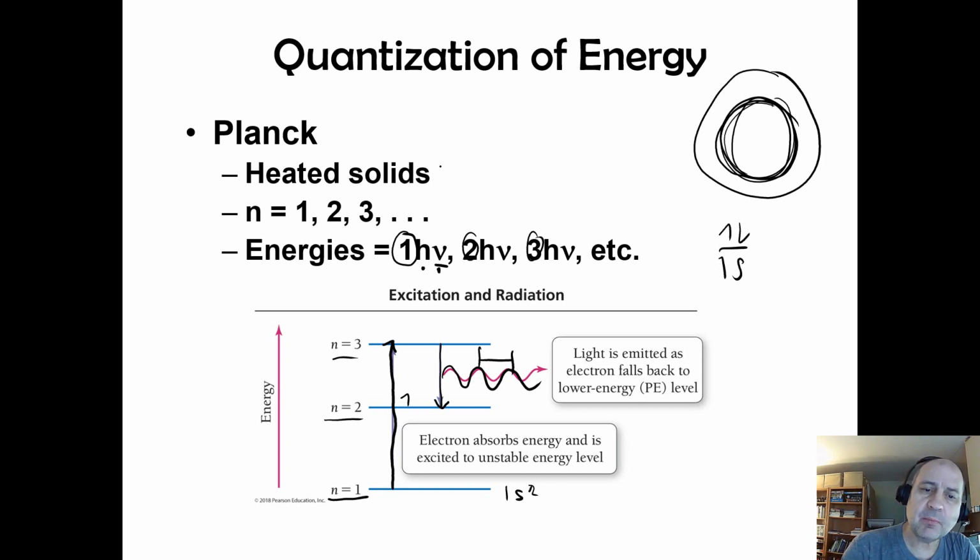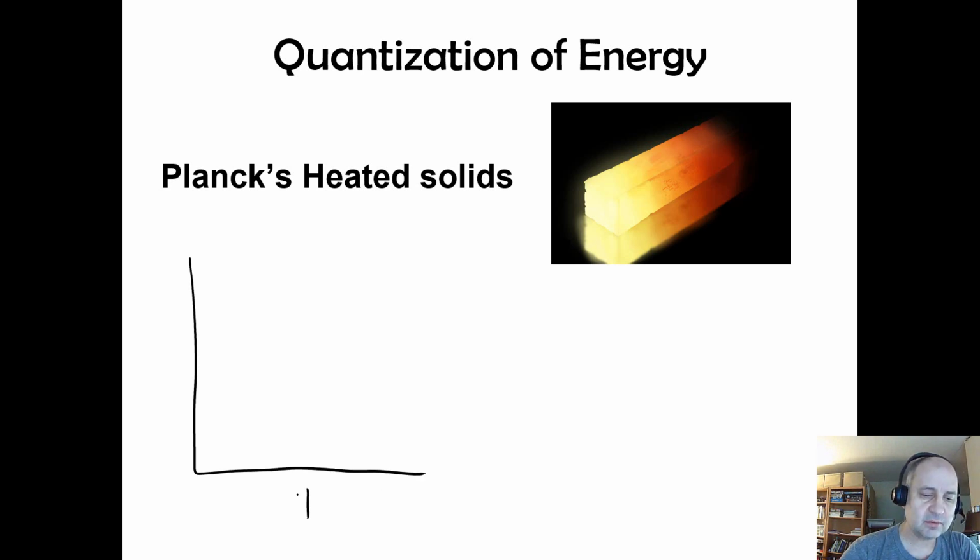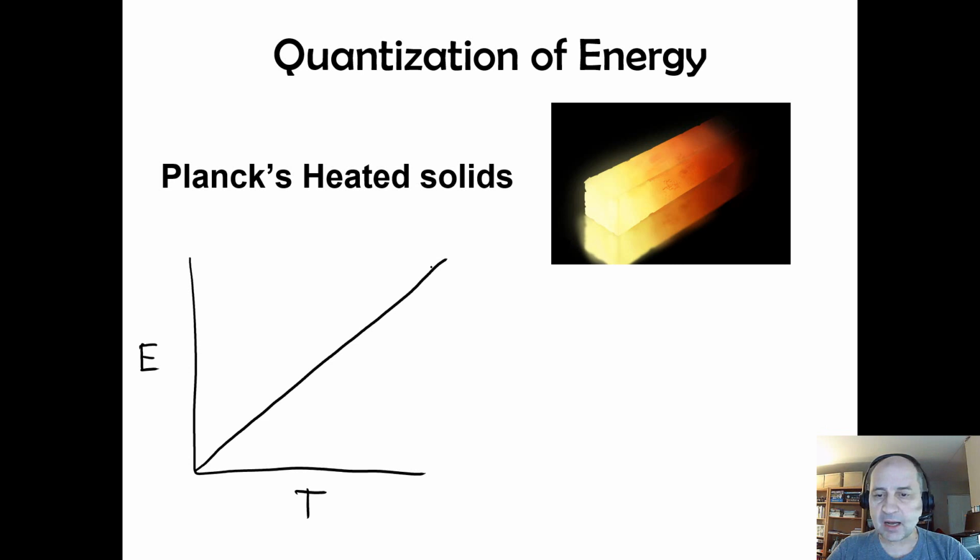And so one of the things that Planck studied were solids. So he would take different metals and he would heat them, and you would expect if you heat up any object, its thermal energy, of course, would increase linearly, right? So you can gradually increase the temperature of any object, and you would increase its thermal energy, and that would be a linear graph, right? Not the case for these electrons.